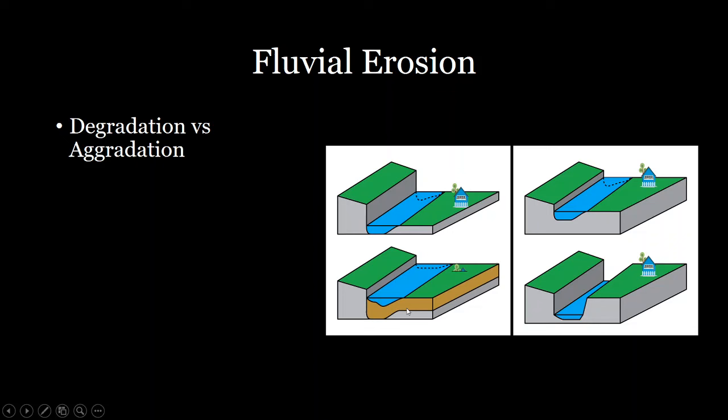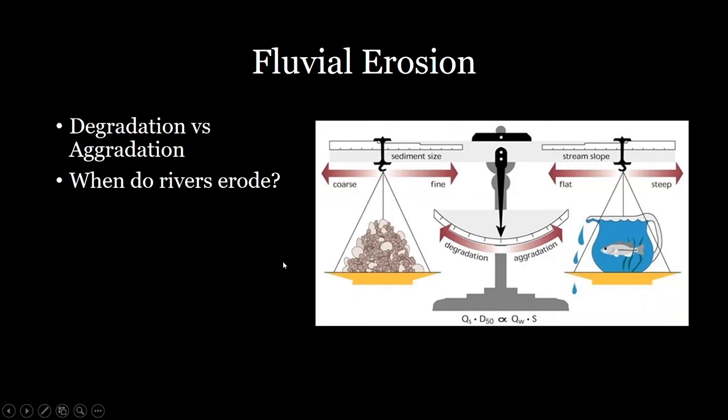And so as you have sediment getting eroded and moved through a river, whether there's degradation or aggradation depends on the power of that river. So we can see here, when does a river erode? When is it in degradation versus when is it in aggradation? And everything is in the balance.